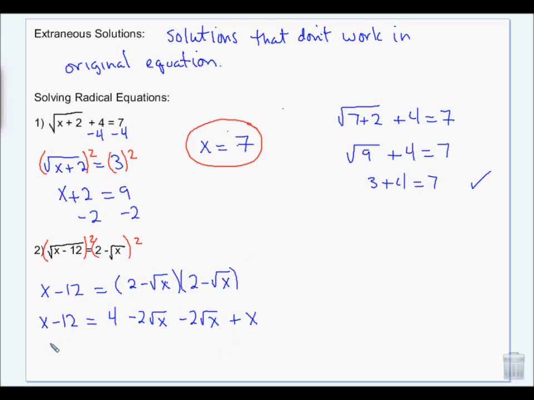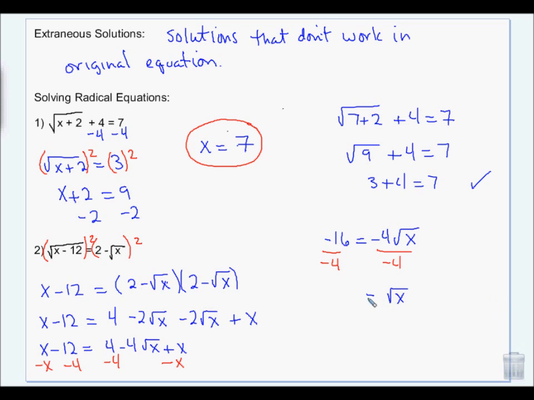right? So I'm going to have x minus 12 is equal to 4 minus 4 times the square root of x plus x. And now I need to get this radical alone. So I'm going to subtract x from both sides and subtract 4 from both sides. Which will give me -16 is equal to -4 times the square root of x. I will divide both sides by -4. And that gives me the square root of x is equal to 4. And then I have to square both sides again.